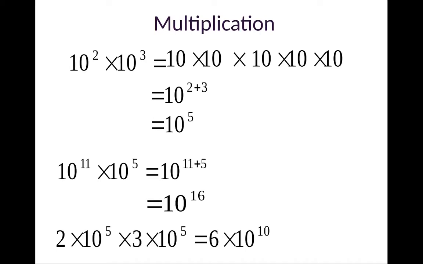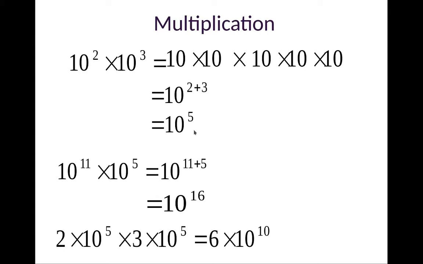Suppose you have 10 to the 2 times 10 to the 3. Well, what's 10 to the 2? 10 to the 2 is just 10 times 10. 10 to the 3 is just 10 times 10 times 10. So let's count. This gives me 5 tens, 1, 2, 3, 4, 5. 5 tens in a row. So that's 10 to the 5. Another way of thinking about it, which makes this so powerful, is that 10 to the 2 times 10 to the 3 is really 10 to the 2 plus 3, which is 5. So that makes it very simple.